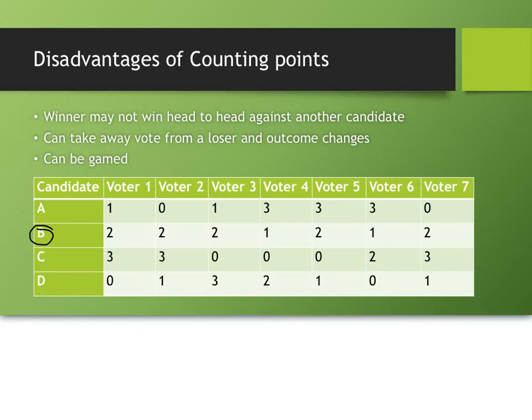Now, I'm not saying that's the only place where these head-to-head things work out. It turns out this head-to-head problem is a big issue on almost all of the types of ranking methods that we do. All right. Another problem is that you could have taken votes away from a loser and changed the outcome.